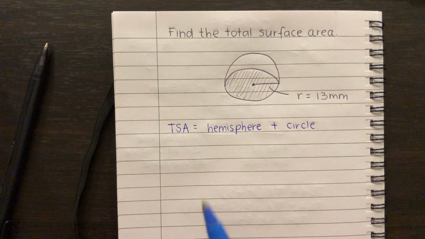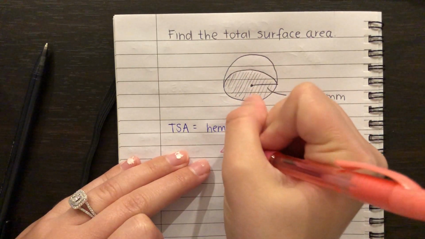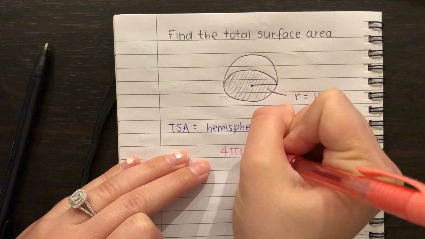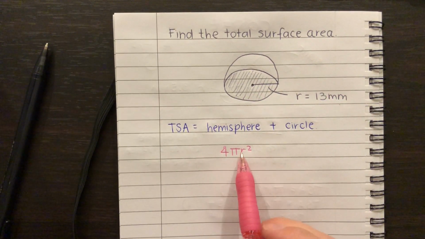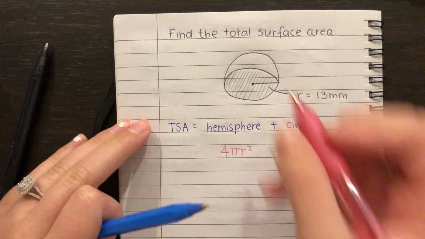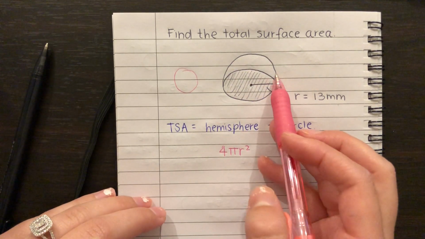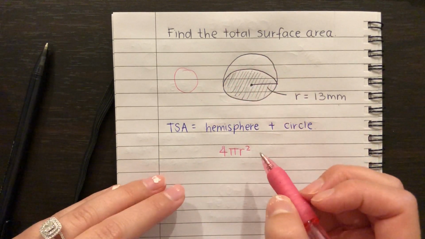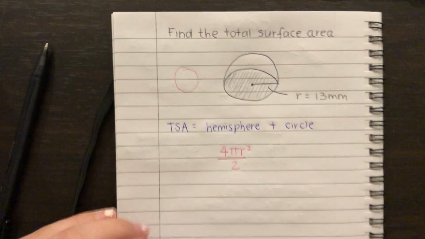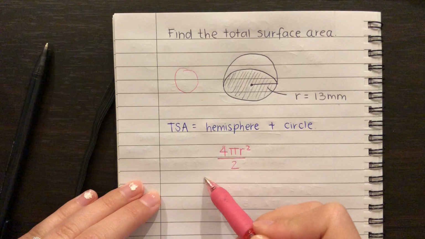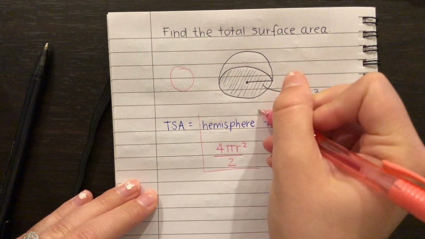Okay, now using your knowledge of what the formula is for the total surface area of an entire sphere, you should know that it's 4 pi r squared. Okay, this is the area for a whole entire sphere. Because we only have half of one, we divide it by 2. And that's how we would find the area of just the hemisphere. Okay, just this part here.